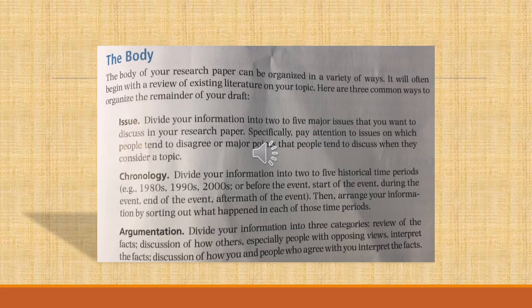Chronology, divide your information into 2 or 5 historical time periods. Before the event, the start of the event, during the event, the current, and then the aftermath. Then arrange your information by sorting out what happened in each of those time periods. So again, continue with a very contemporary issue.